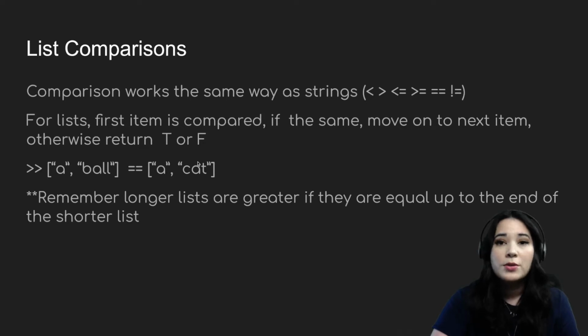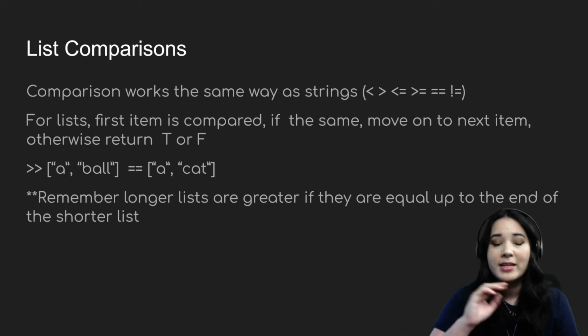We can also use the equal to operator that shows up here, which allows us to check if 2 lists are exactly identical. And remember that if 2 lists are exactly the same, except one list has extra items, that list will always be greater. Let's go to Atom to see a couple of examples.